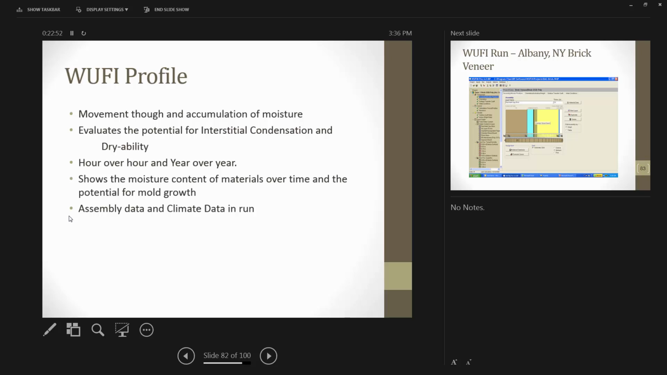Average rainfall, and so you take your wall assembly data and you take absolutely specific regional climate data, and then what WUFI does, and WUFI is a German acronym, I don't know what it even stands for, but it's an excellent program. It creates your wall profile, and it measures the movement through and accumulation of moisture in your wall assembly, and that's the big part of it.